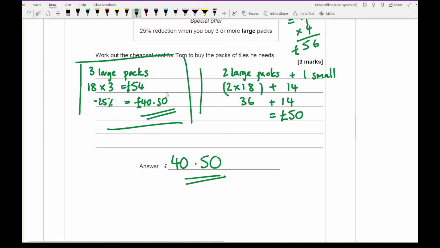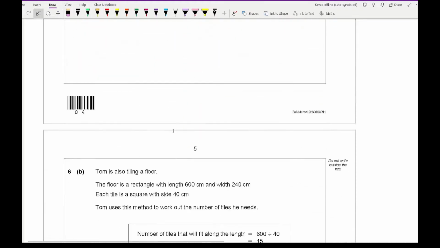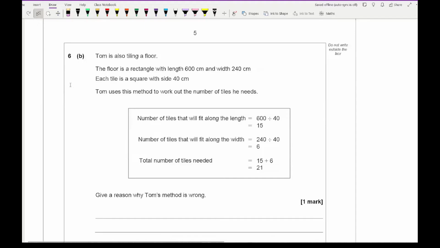But again, just doing this alone, in terms of the 3 large packs and working out 10 to 25% discount, may not get you the full marks. It all depends on what the mark scheme is saying, but I would always say just spend that extra time to work it out.